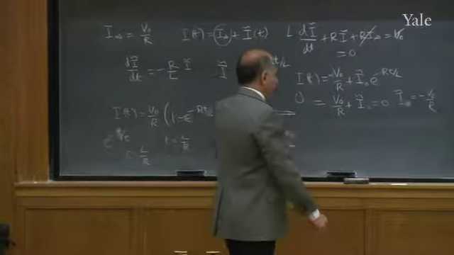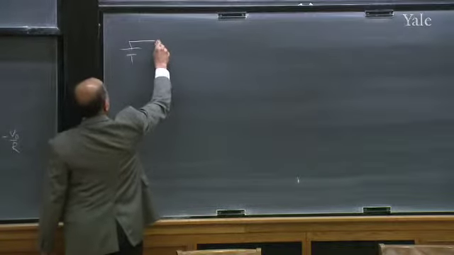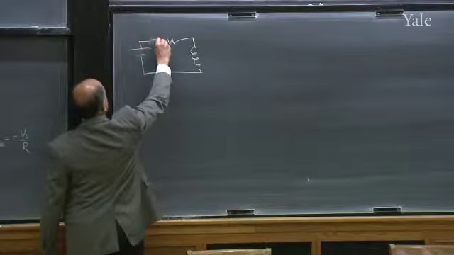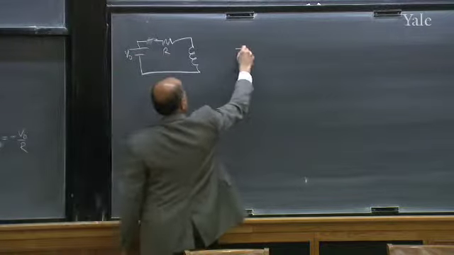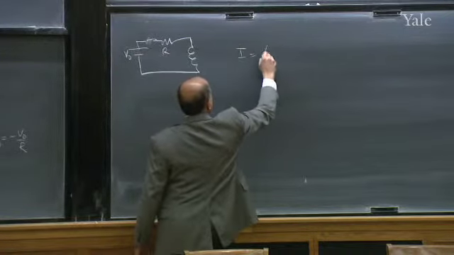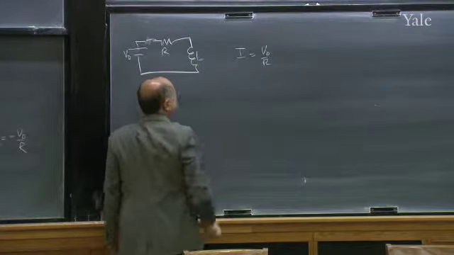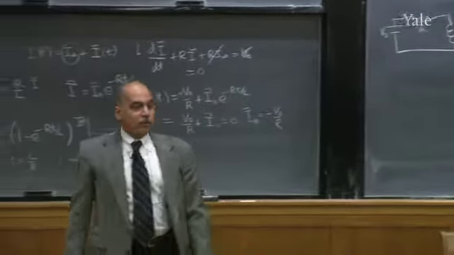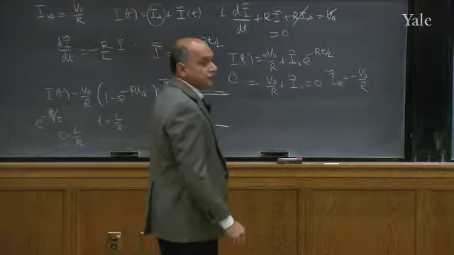So now let's come to the same problem. The switch has been closed for a long time, and the current is stabilized. So here is the switch. It has been closed. That's my V naught. That's R. And the current, you remember, is V naught over R. And this is L. So now I want to do something else. Now I want to open that switch.